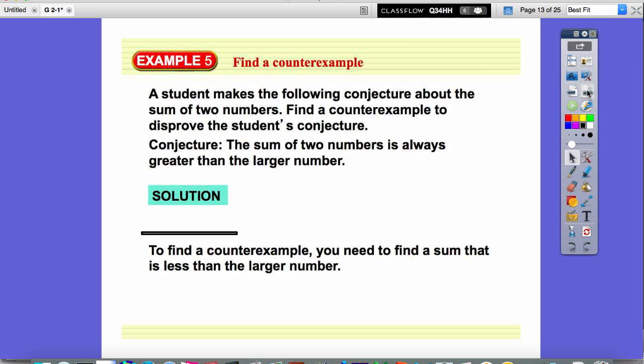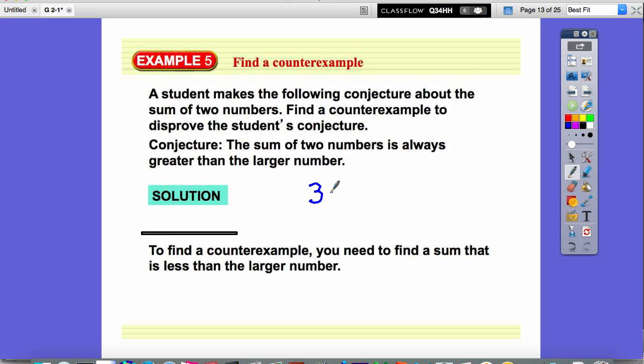Now we also have counterexamples. So sometimes a student makes the following conjecture about the sum of 2 numbers. Find a counterexample to disprove the student's conjecture. So they came up with the idea that the sum of 2 numbers is always greater than the larger number.